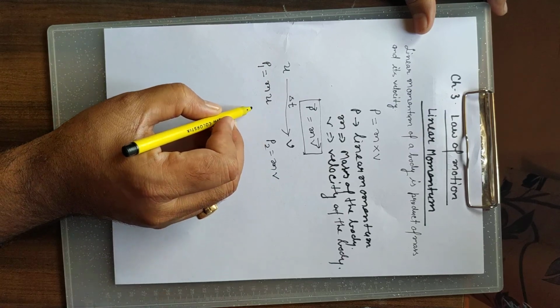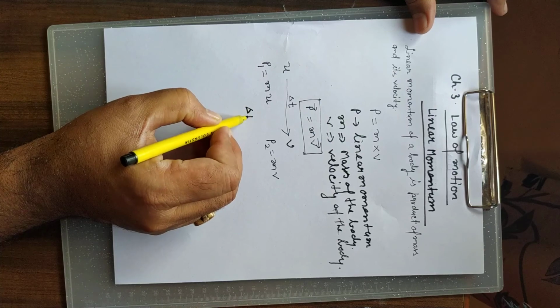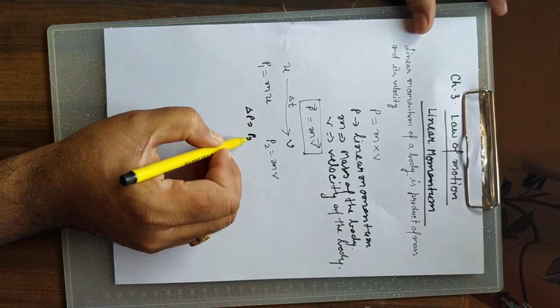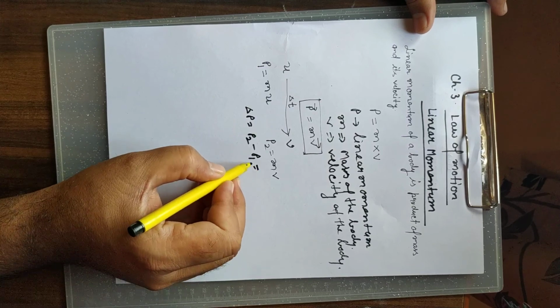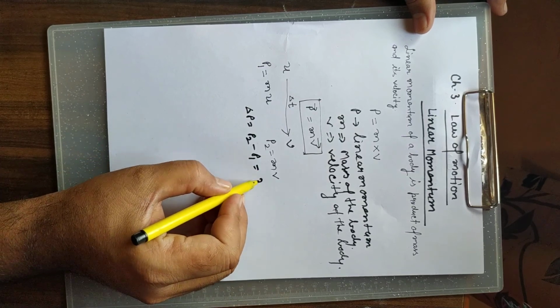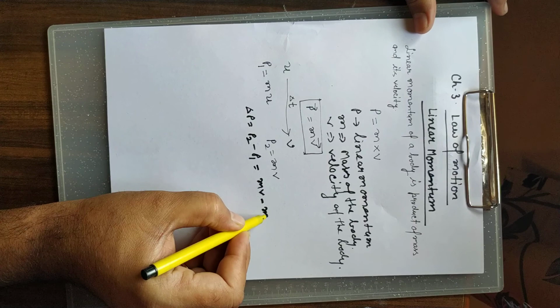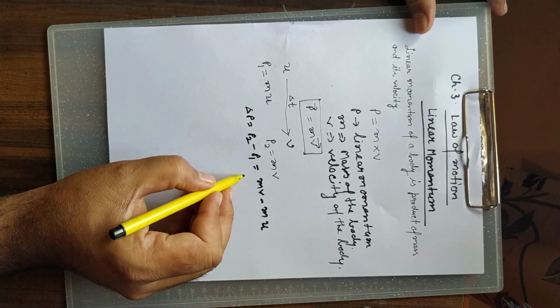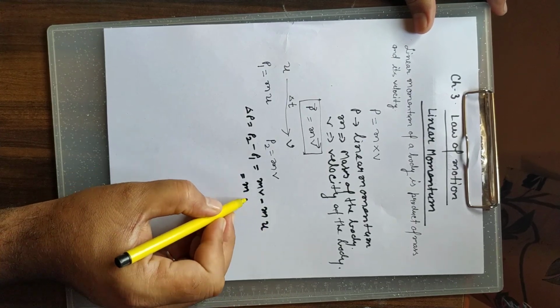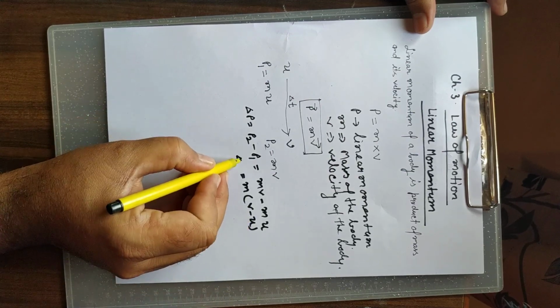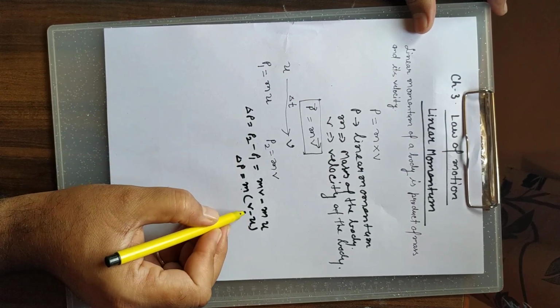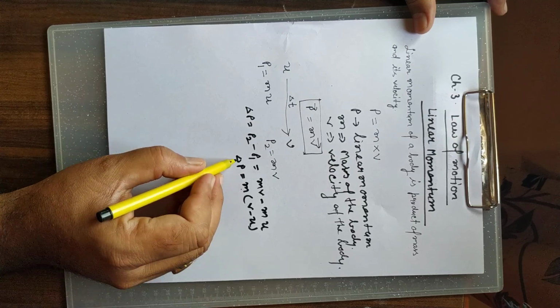Now find out the change in linear momentum. So delta P equal to final linear momentum P2 minus initial linear momentum P1. Now put the value of P2 and P1: mv minus mu. Take the common m, so m(v minus u). So delta P equal to m in bracket v minus u, the change in linear momentum.